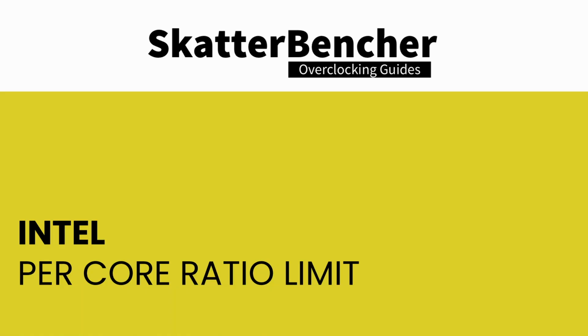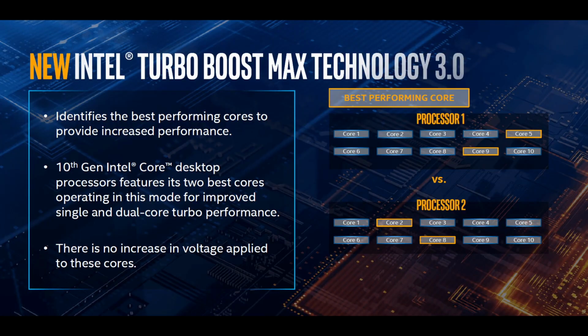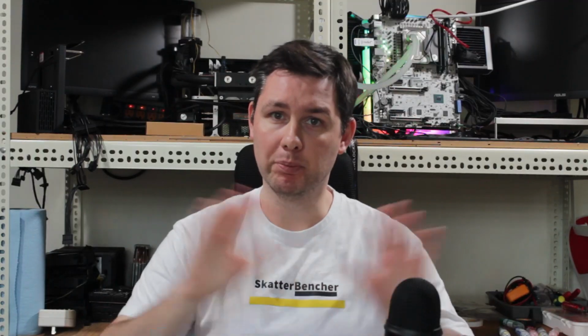Per core ratio limit is a technology that allows you to set a maximum frequency for every core individually. It's based on the technology called Turbo Boost Max 3.0, which was launched in 2016. It acts completely independently from the turbo ratio limit, meaning that you can restrict a core from boosting higher even if your turbo ratio limit would allow it.